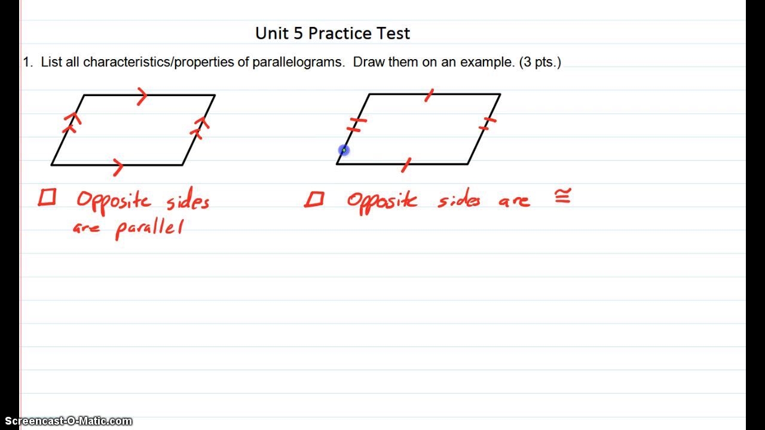The next is the opposite angles are congruent.